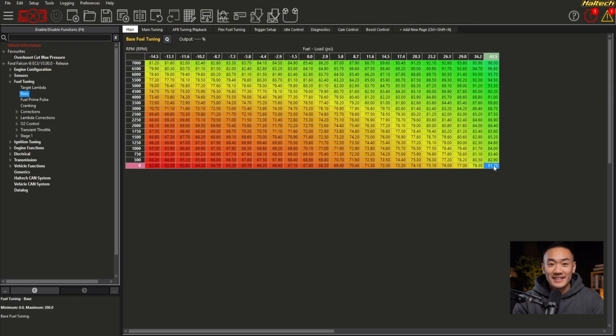This is where VE sanity checking becomes powerful. Rather than blindly tuning to lambda, you can step back and ask, do these airflow numbers make sense for this engine at this operating point? If the answer is no, the fix usually isn't more VE. It's correcting the inputs that feed the airflow model.